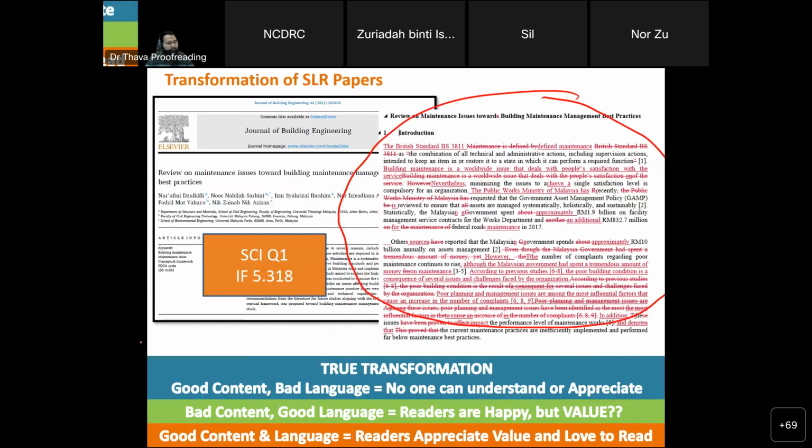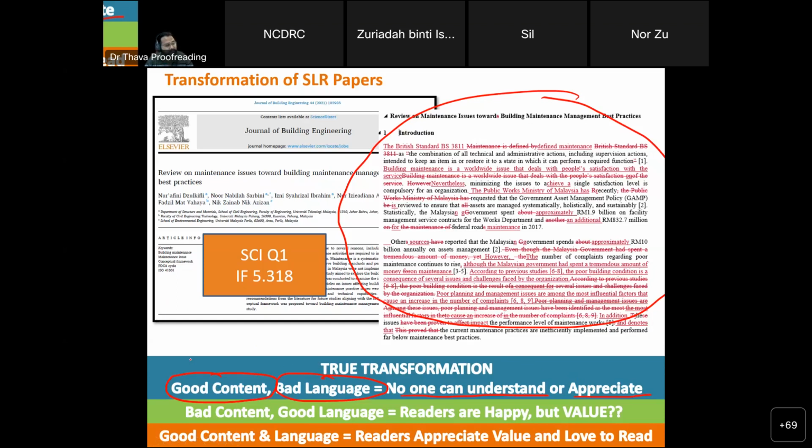Okay, why is it important to proofread? Because most of you can definitely write good content, but when you have bad language in your thesis, proposal, or paper, no one will be able to understand or appreciate it. They'll feel very irritated. I can tell you, I review a lot of papers. I review a lot of theses also. I know how irritating that is.